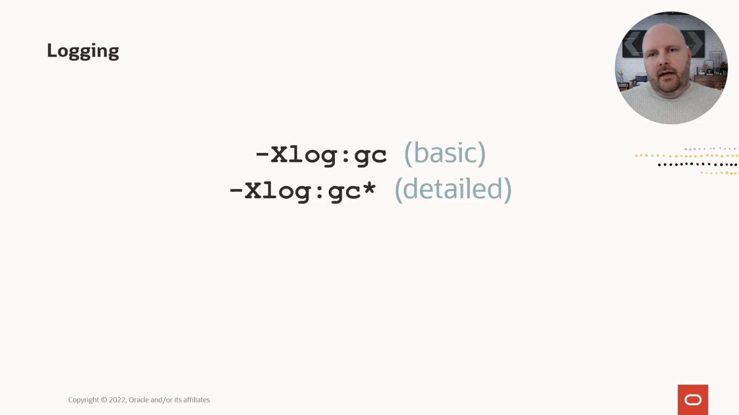If you want to enable logging, I would recommend you to use one of these two options: -Xlog:gc, that will give you basic logging. So one line of output per GC happening with just some basic information. But then if you want more detailed information on what's going on, then you use -Xlog:gc*. And that's something you want to enable if you are curious and want more details on what's going on under the hood. If you're running into problems, if you're sending a log to someone to analyze, then you want to have the detailed view.